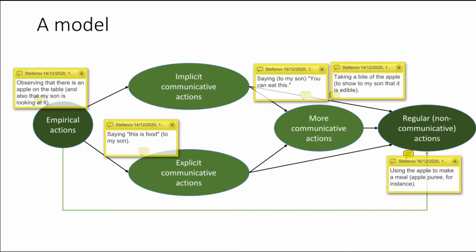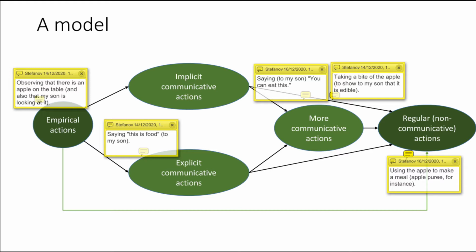And the arrows are inferences, right? If I say one can move from this kind of empirical action to this kind of explicit communicative action, that's an introduction rule for the predicate "is food".